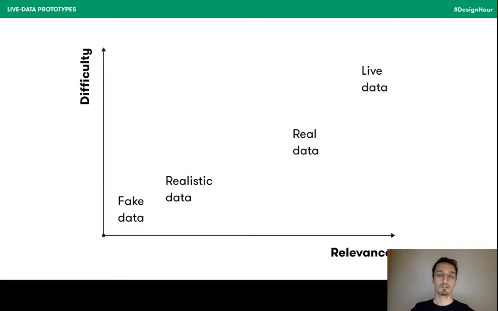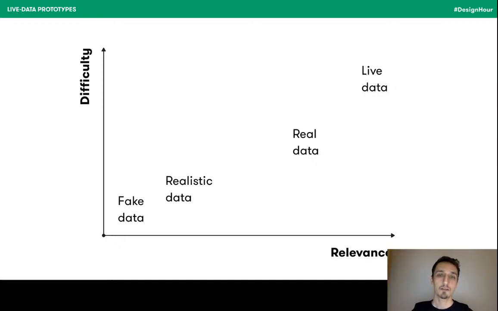But what's important about these differences between these data is that the more relevant you go, the more difficult it is to work with that data. It is very easy to think up some fake data. It is a little bit more difficult to make up some realistic looking data.